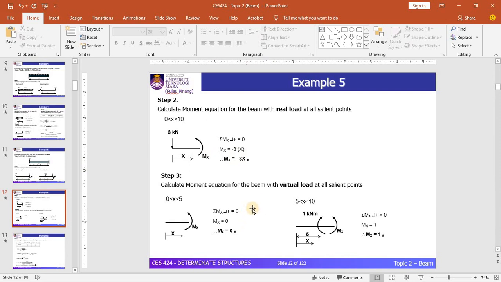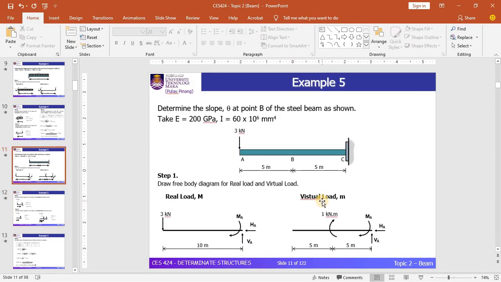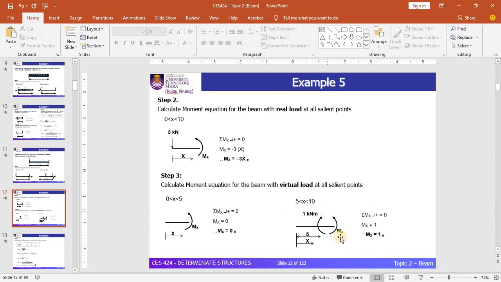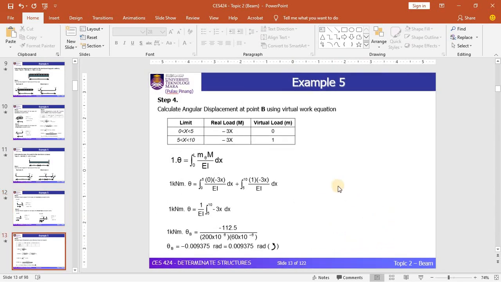Okay, for the virtual loads, you can see that we have two free body diagrams. This is A to B, which is a range of 0 to 5, and from here you can see that the moment is equal to 0. Another range is B to C, where the range is 5 to 10, and the moment equation is equal to 1.